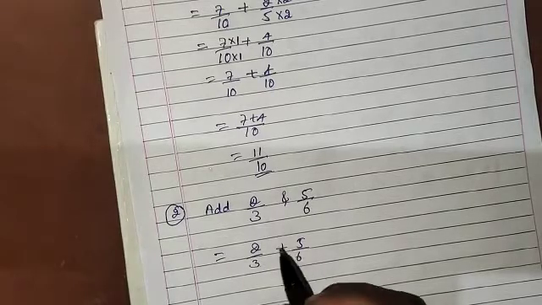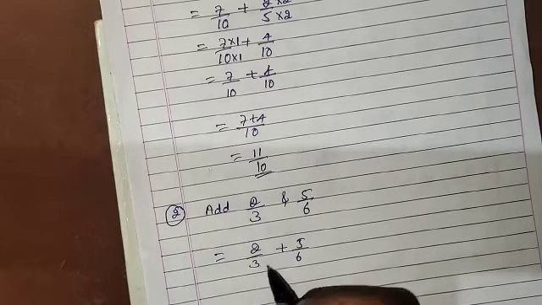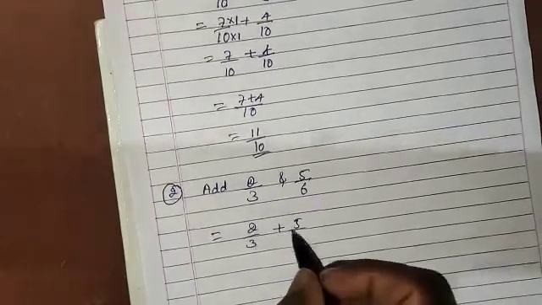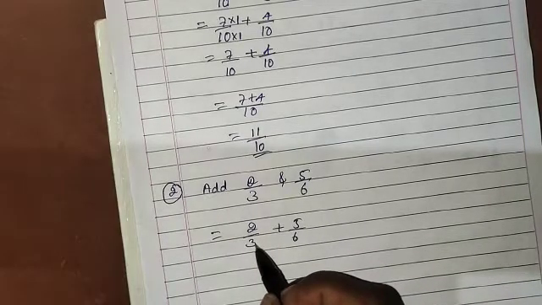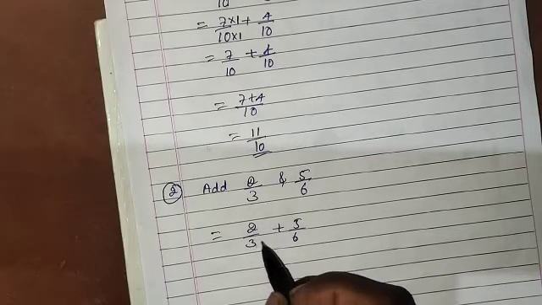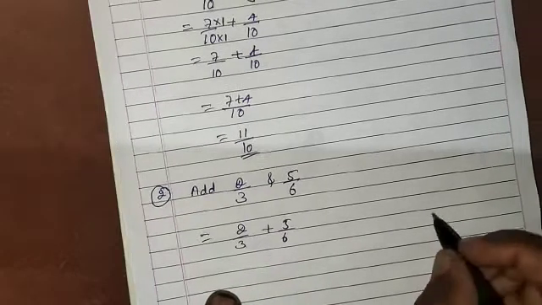Here we have 6 and here we have 3, so we need to convert this fraction to a fraction containing the denominator 6. We have to multiply this fraction by one number so that we get 6 in the denominator. Which number do we multiply with?